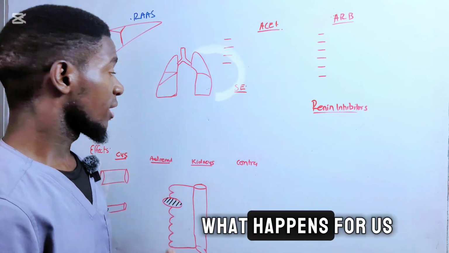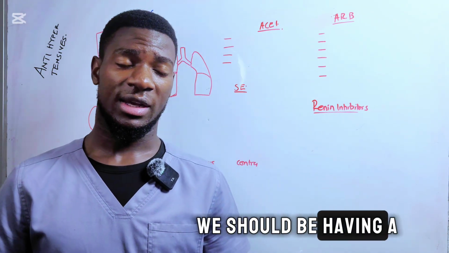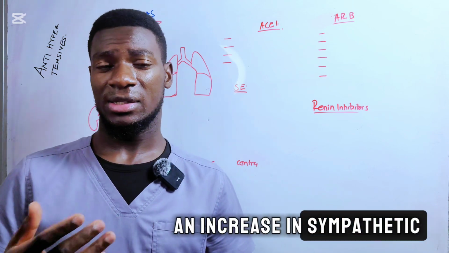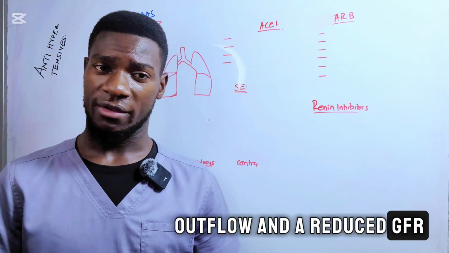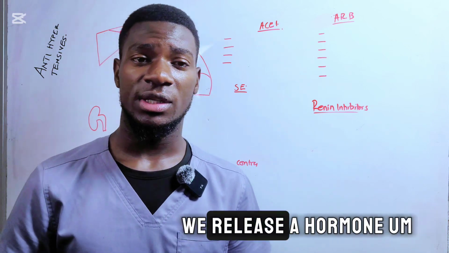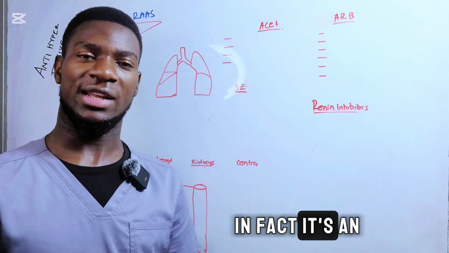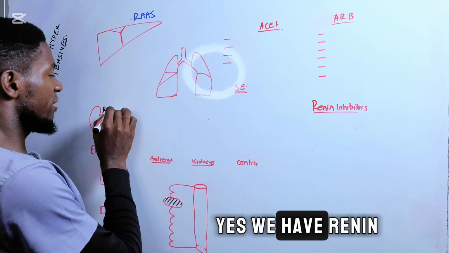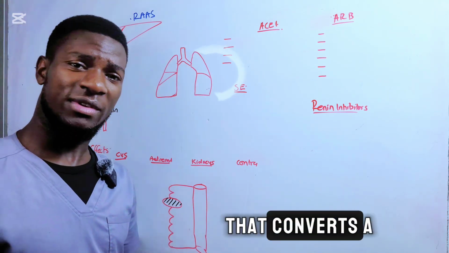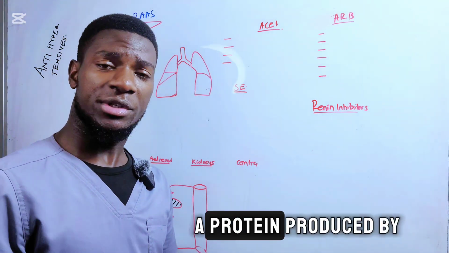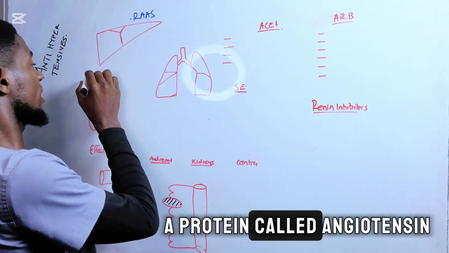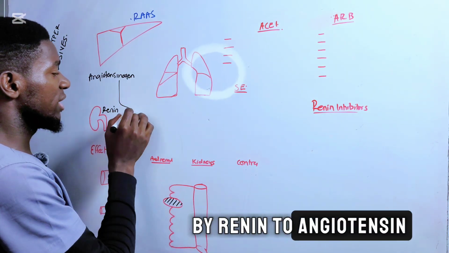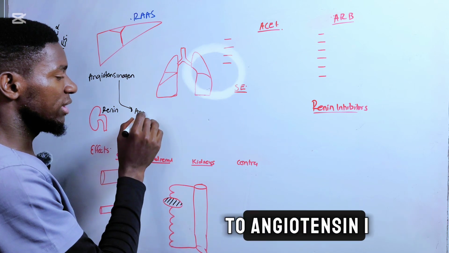What happens? For us to activate the RAAS, we should be having less sodium and chloride ions reaching the macula densa, an increased sympathetic outflow, and a reduced GFR. Whenever we activate the RAAS, we release a hormone, in fact it's an enzyme called renin. It's released by the kidneys. Renin is an enzyme that converts a protein produced by the liver, called angiotensinogen. So angiotensinogen is converted by renin to angiotensin 1.